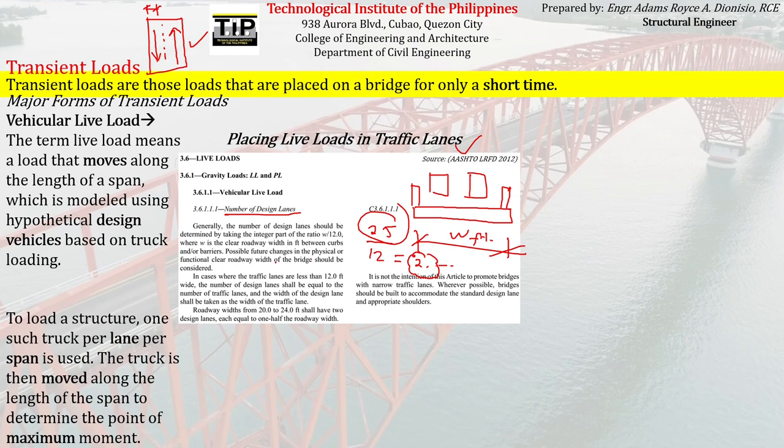Possible future changes in the physical or functional clear roadway width of the bridge should be considered. Kasi minsan, di ba, nagkakaroon tayo ng road widening na tinatawag. Although sa bridge, ginagawa rin naman natin yun. Dinudugtungan natin to ng panibagong bridge width. Minsan binabaklas pa to, minsan in-stay na lang. Pero ang ginagawa lang natin dyan, kung ito yung original bridge, tapos gusto natin gawan ng road widening, magtatabi lang tayo ng another bridge nang sa ganun lumaki yung width ng bridge natin. Ginagawa yan, yung road widening na tinatawag, or bridge widening. So if ever na there is a possibility of road widening, there's a possibility of future changes in the roadway width. Dapat i-consider din natin yan, guys, whenever we compute for the number of design lanes. According to the code, possible future changes should be considered.